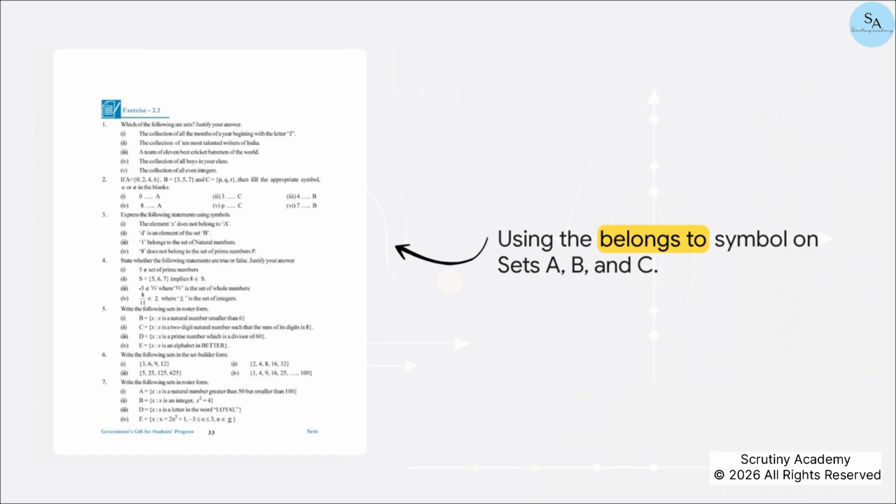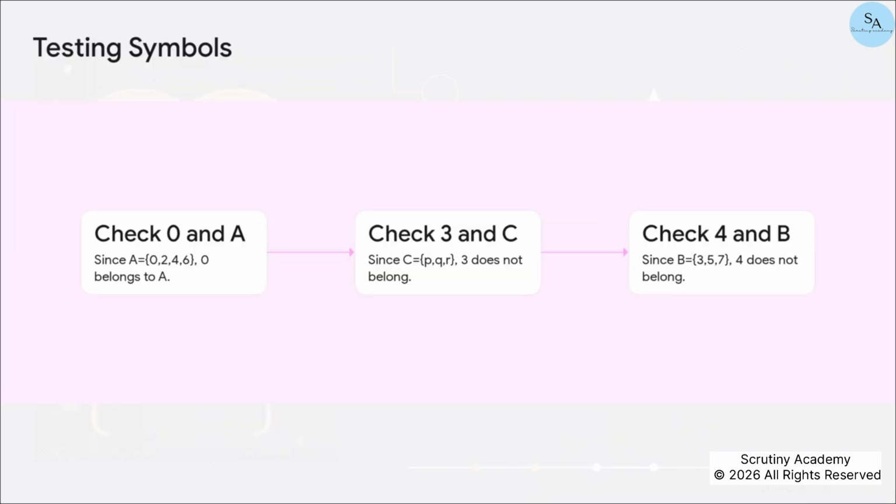Set A is 0, 2, 4, 6. Set B is 3, 5, 7. And set C is P, Q, R. Now, what is the question asking us to do? It wants us to fill in the blanks with either the belongs to epsilon symbol or the does not belong to symbol. Okay, let's dive into this step by step.